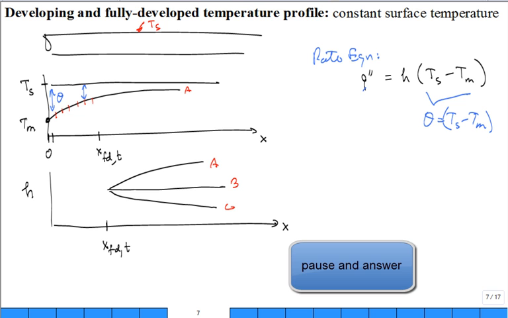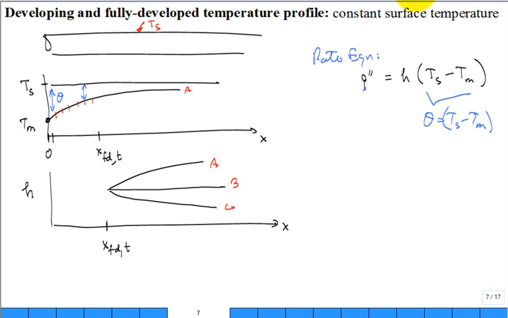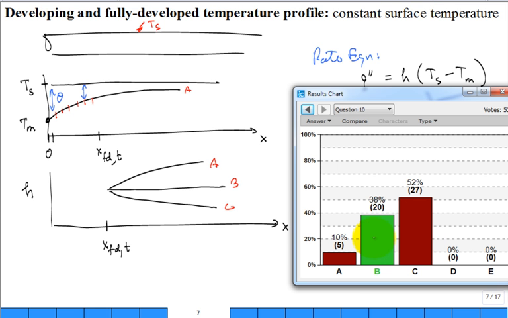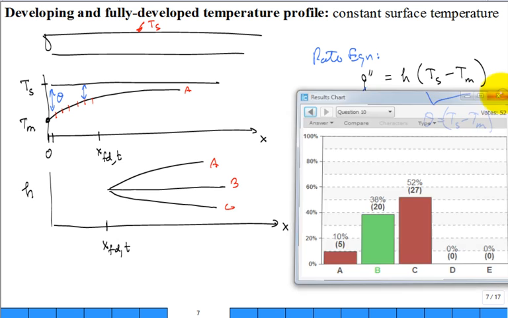All right, we're going to stop it. It's fully developed, isn't it? If it was continuing to develop, then h would be changing. But it's fully developed. So, oh, come on now. That was an easy question, I thought.